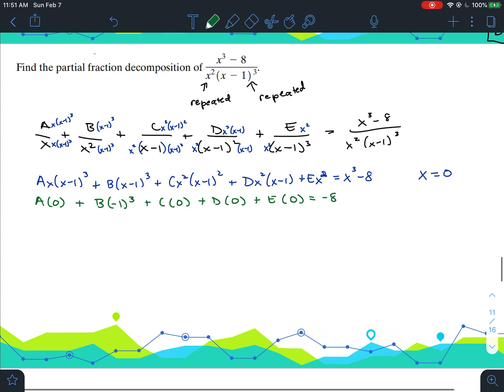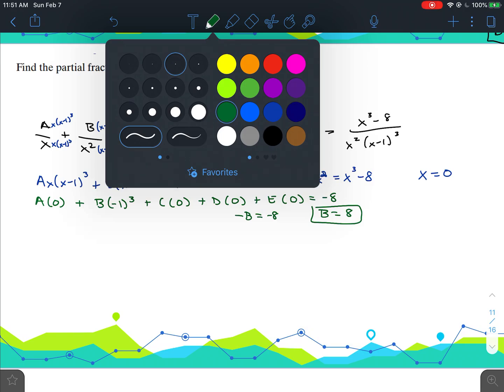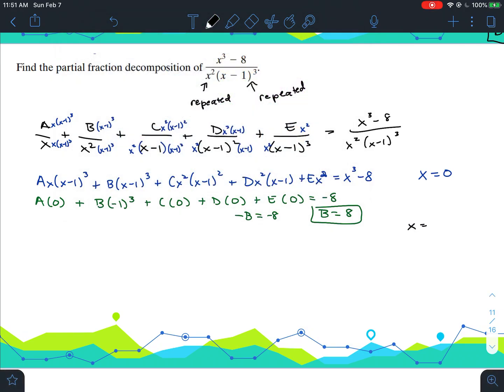0 cubed minus 8 is negative 8. So I get negative b equals negative 8. So b is going to equal 8. All right, well, now I have 1 out of the 5. Let's let x equals 1 and see what happens.